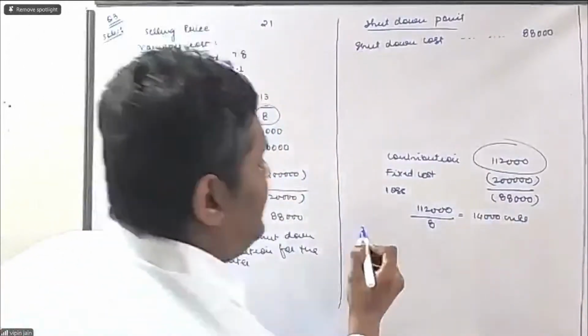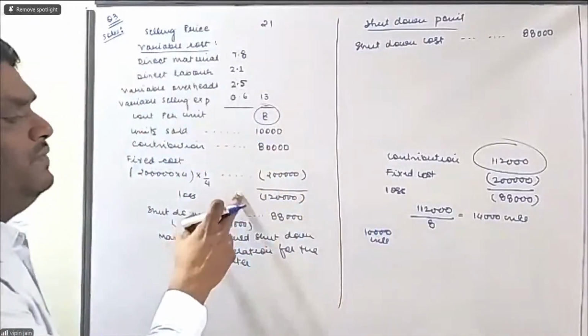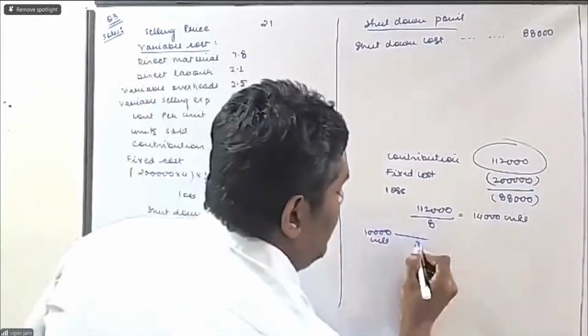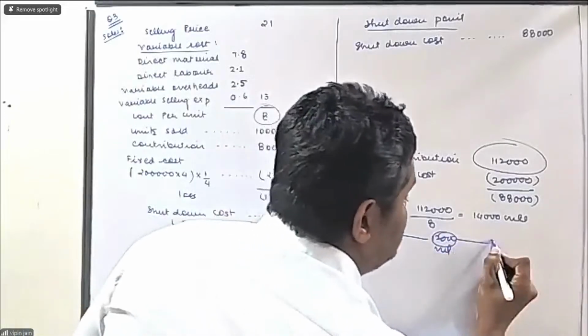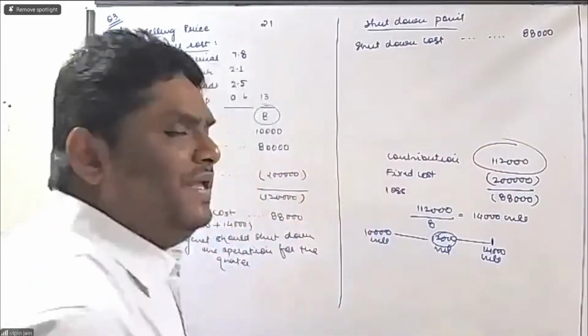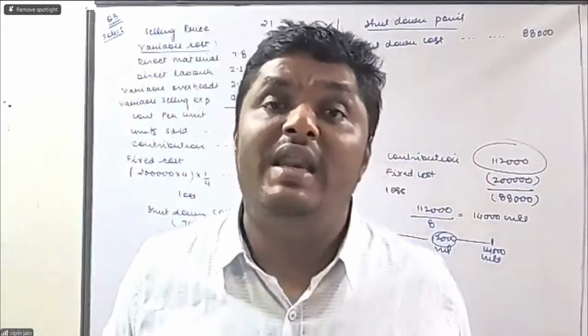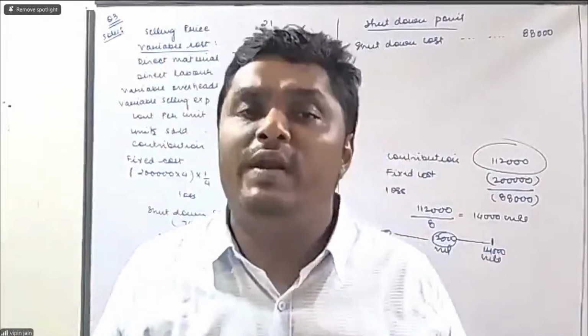See, at 10,000 units, we said that we should shut down. At 12,000 also, we will say that we will shut down. But once we reach 14,000 units, we are indifferent. हमें कोई फर्क नहीं पड़ने वाला. चालू रखो, बंद रखो, कोई फर्क नहीं पड़ने वाला.